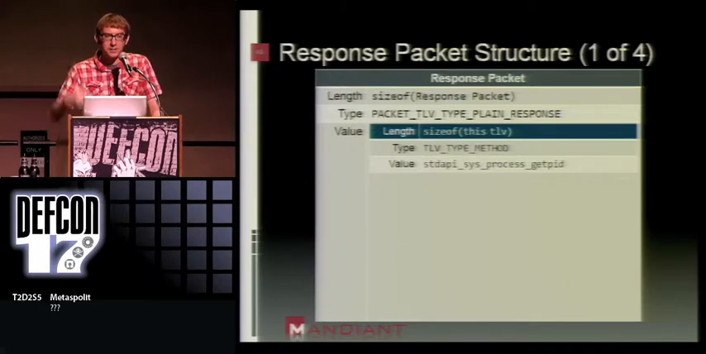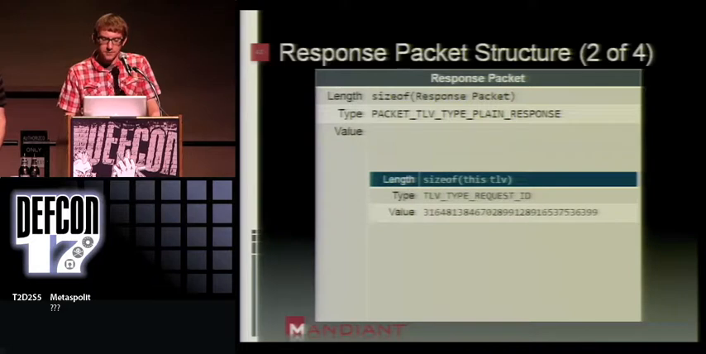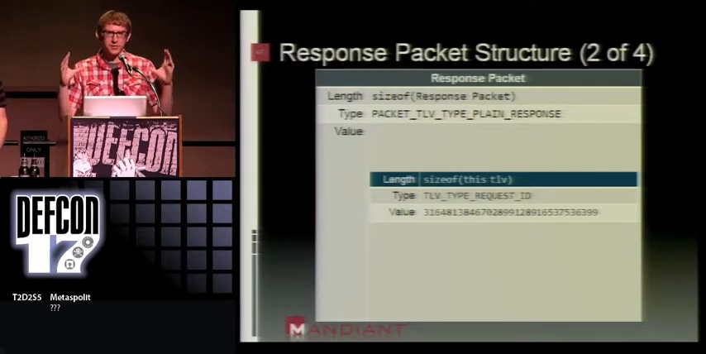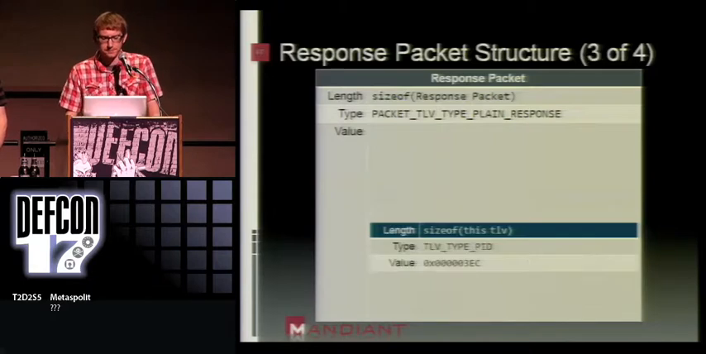And the value is then going to be nested TLVs. So we have our standard API sysprocess getPID, which is going to be the method. We then have the communication channel, which is going to be TLV type request ID. This specific value is used just from interpreter, server, and client to keep track of what data goes where when it's displaying it to the user and also sending it to interpreter.